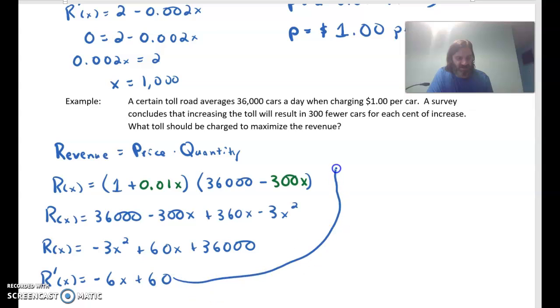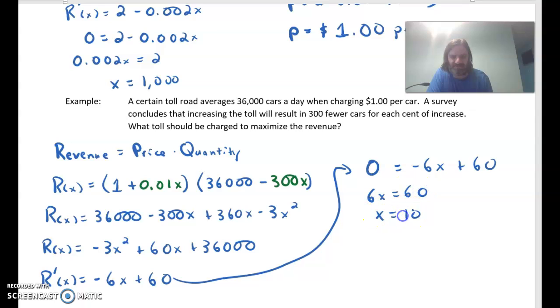So I want to put that equal to 0 so I can find where it's the largest. So negative 6x plus 60 equal to 0. Solving that, 6x equals 60, so x equals 10. So basically that's the number of times I'm increasing the price. So if I come back to the price, the toll here is the price that we're charging. We've got an x value here.